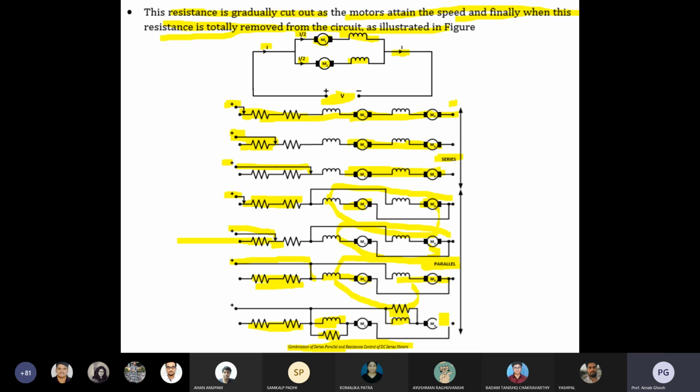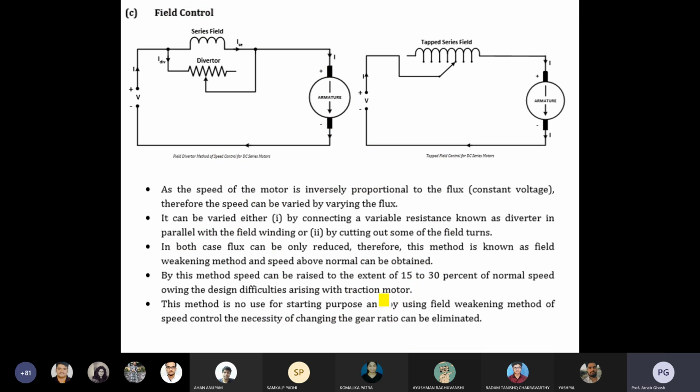Yes, sir. That is not given, but practically those points are there. So the varying option is there, just pictorially represented. Now we are going to use the field control method.